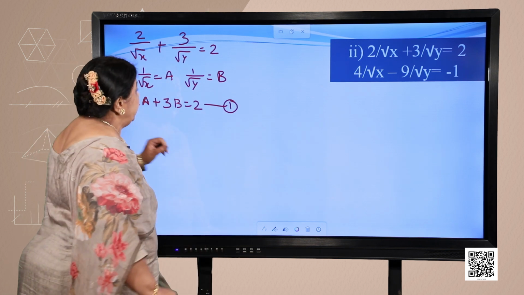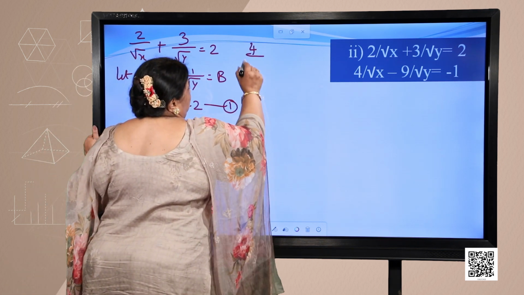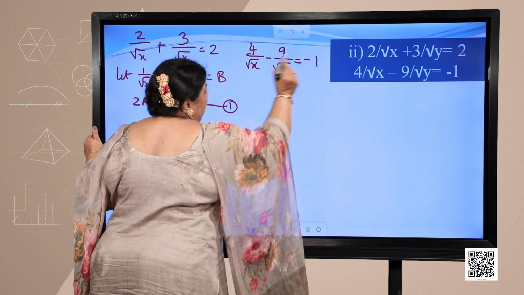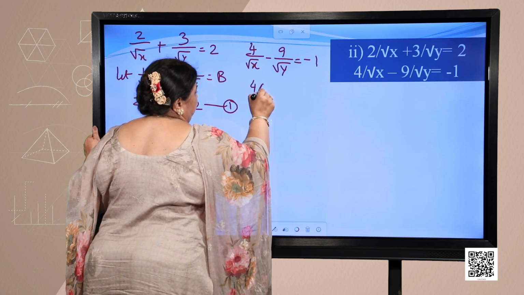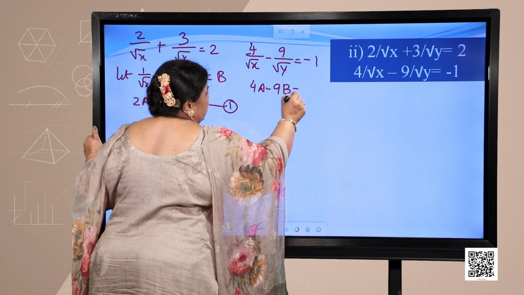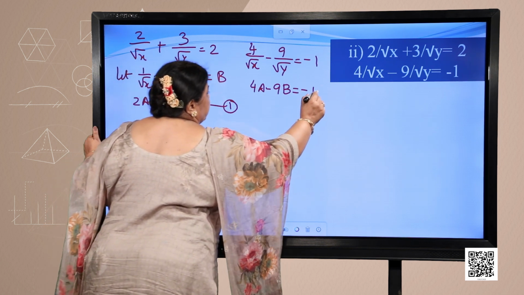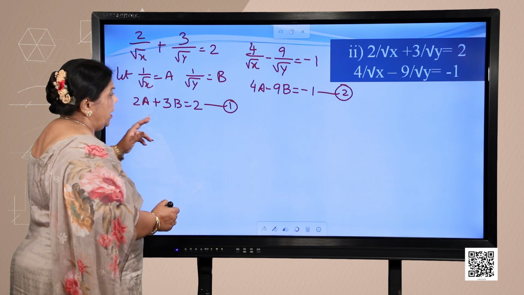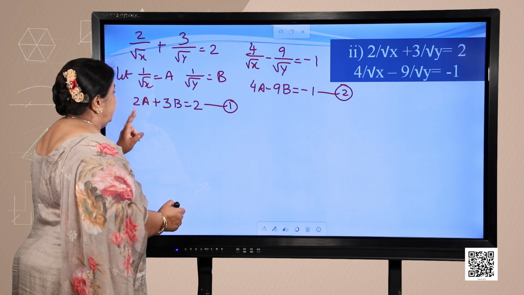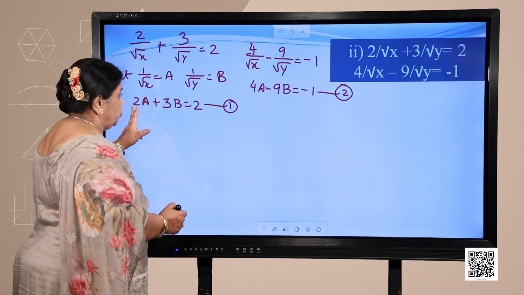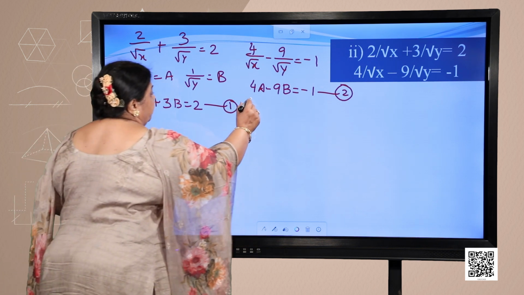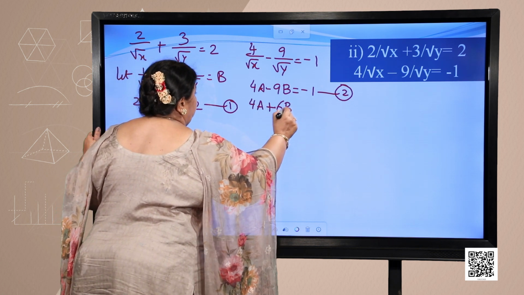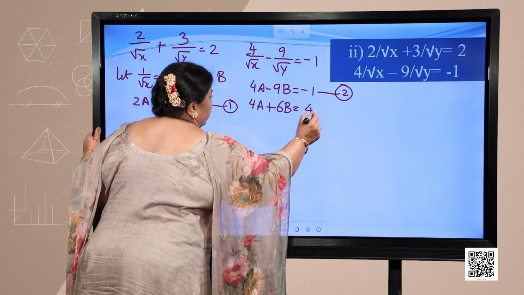Simple. Now let us take the second equation, 4 upon root x minus 9 upon root y is equal to minus 1. So it becomes 4a minus 9b is equal to minus 1. This is the second equation. Just observe these equations. If I multiply the first equation by 2, what do I get? I will have 4a plus 2 3s are 6b is equal to 2 2s are 4.